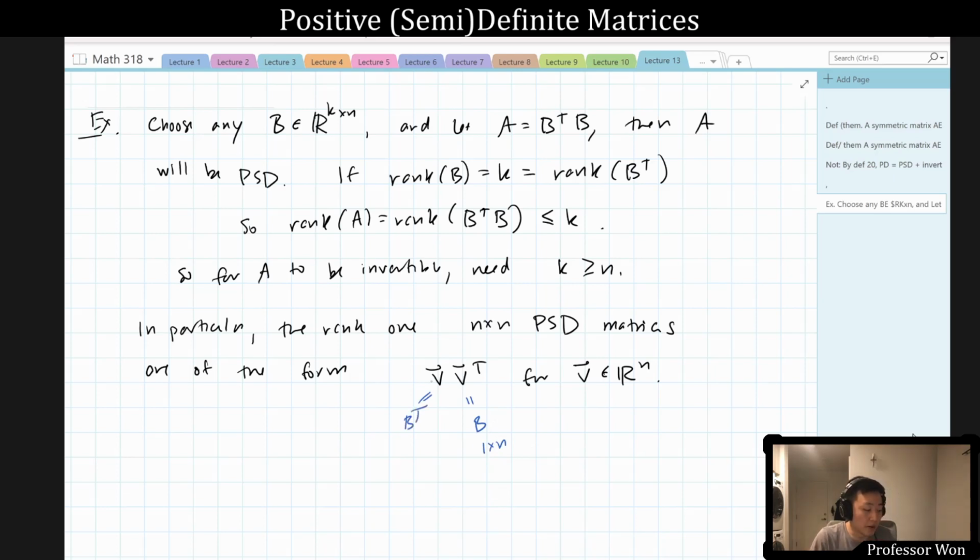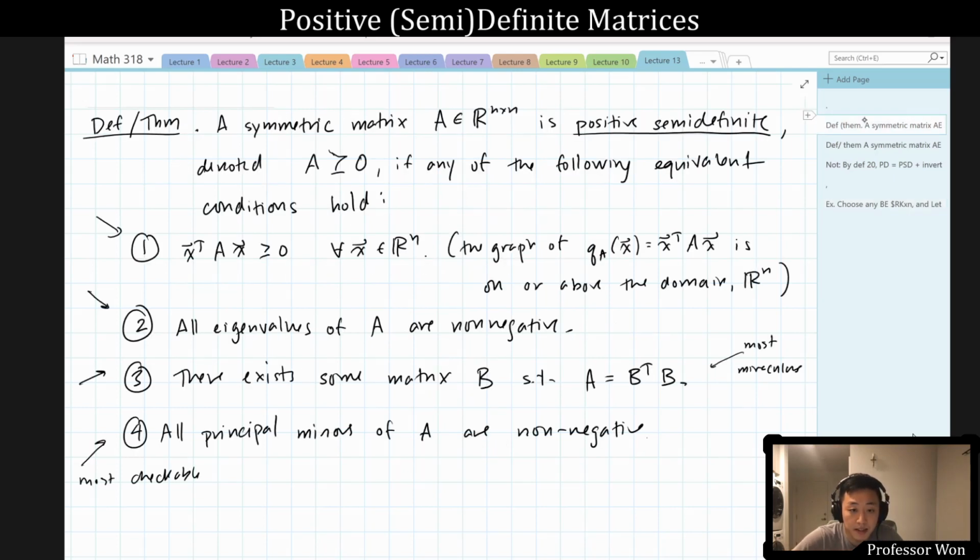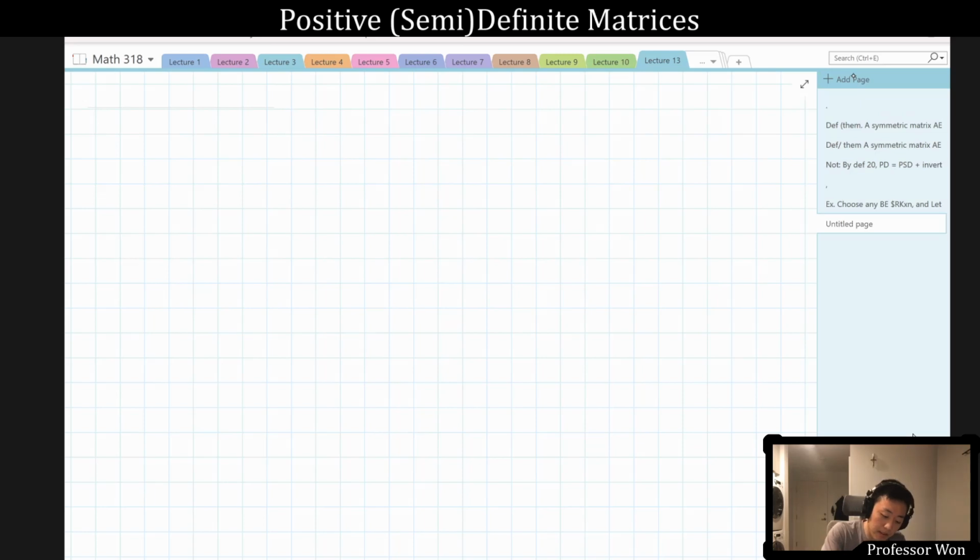Okay, now what we want to do is see that these conditions are equivalent to one another. Again, I think it's not obvious from looking at them. I guess the proof that we'll do is just that the first 3 are equivalent to each other. The principal minors thing is beyond the scope of this class. So let's prove it. Let me just restate it briefly.